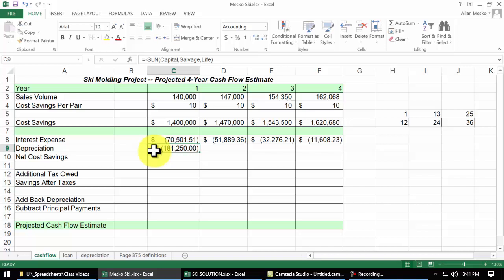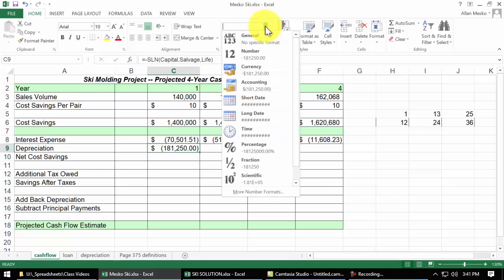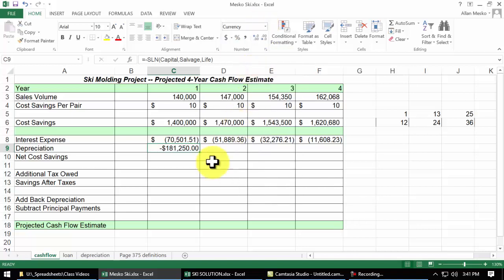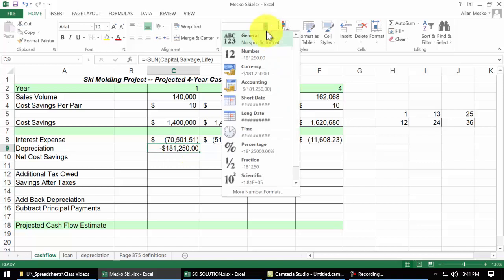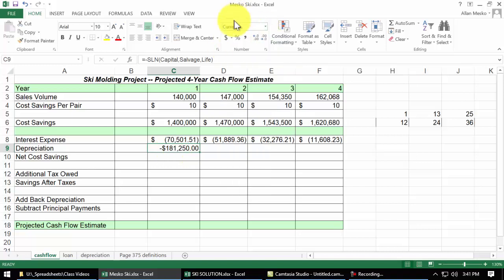With accounting, it puts the dollar sign at the very left hand. With currency, it does the dollar sign right next to the amount. So we're going to leave that accounting, and if we drag that over, it should be the same amount every year that depreciates over the straight line.